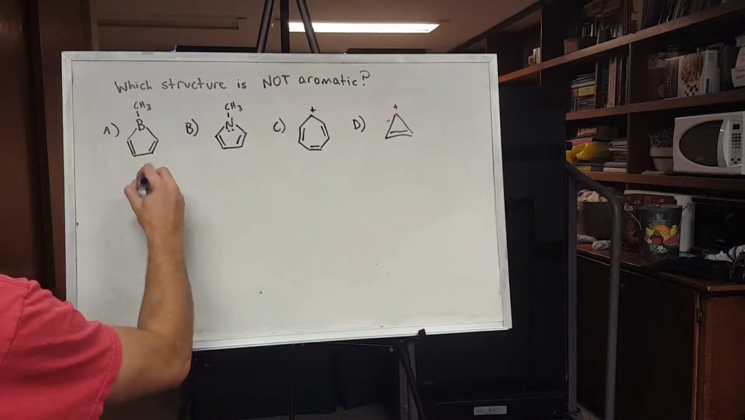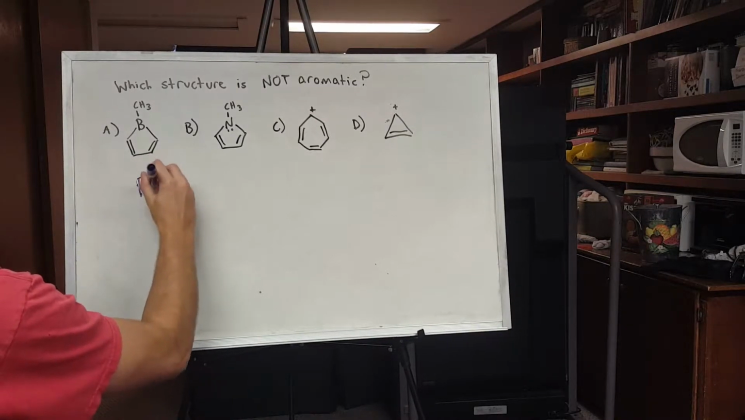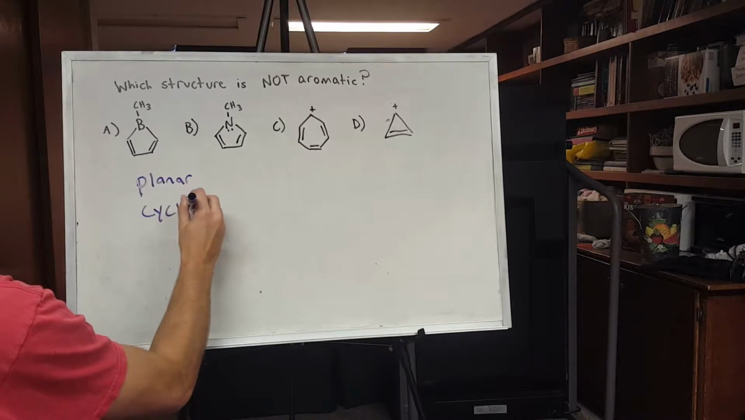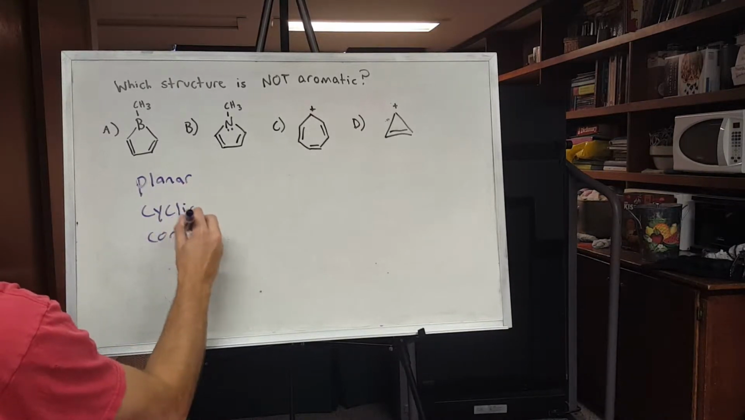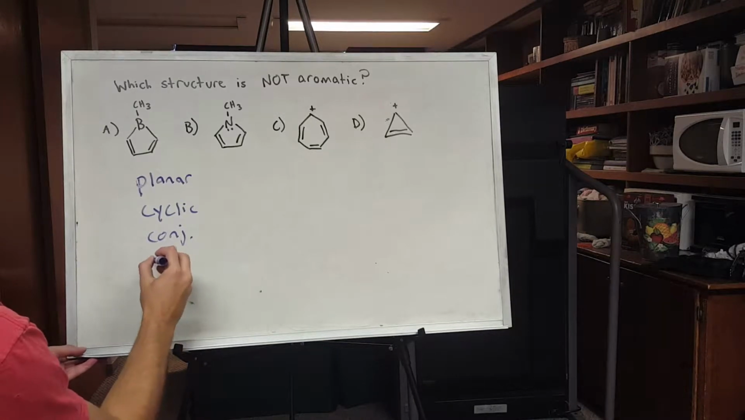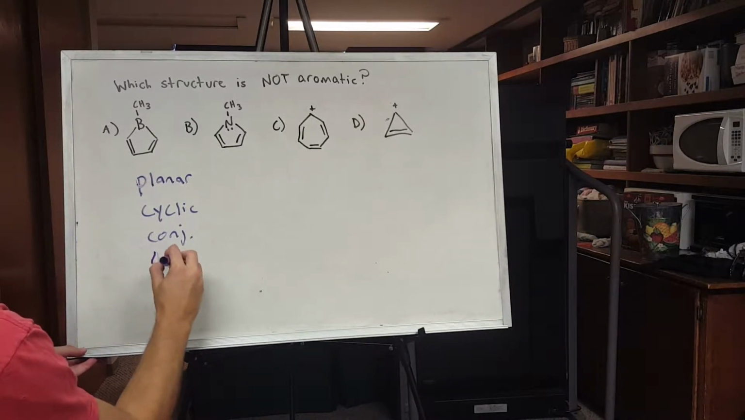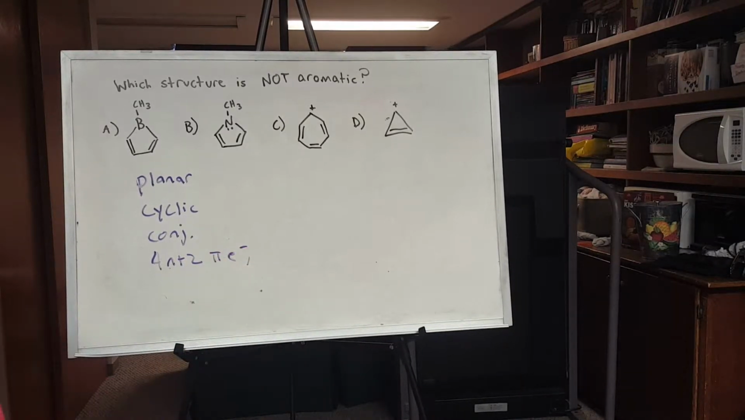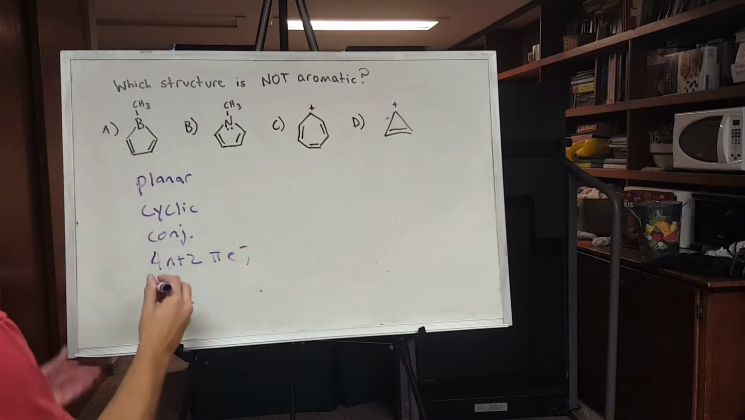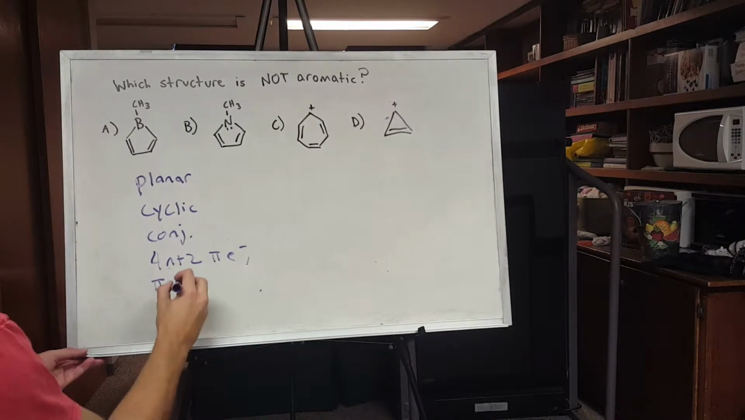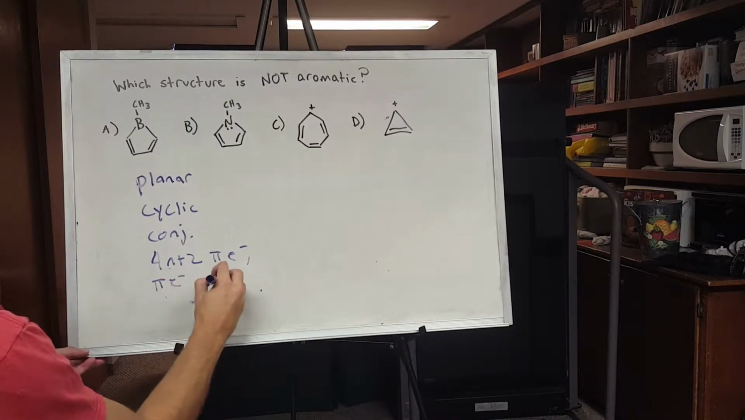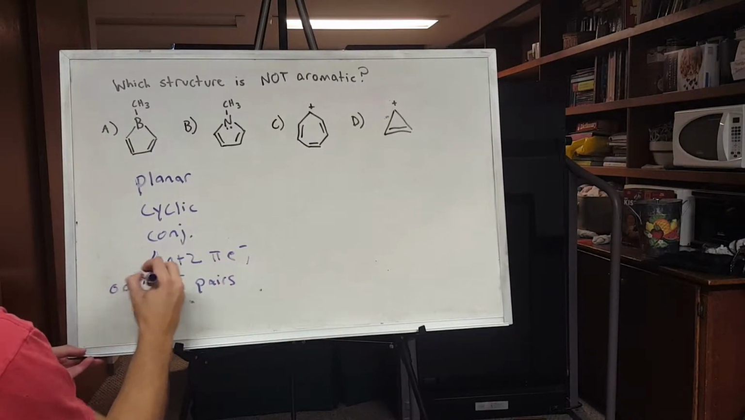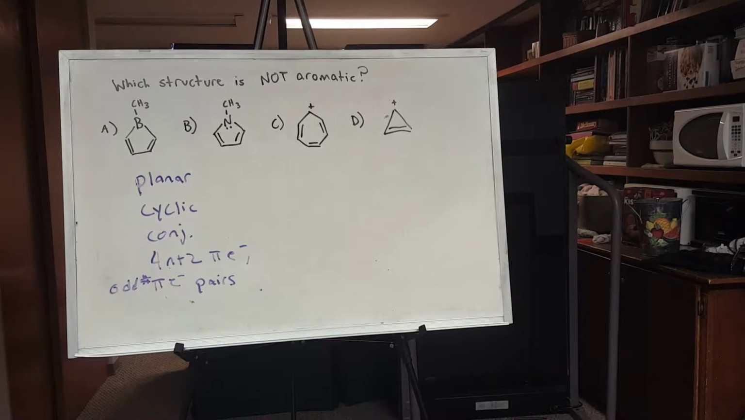We need it to be planar, cyclic, conjugated, and follow Huckel's rule, 4n plus 2 pi electrons, aka I think I count pi electron pairs. So pi electron pairs, we need an odd number of them. Odd number, right? So we'll go through that.